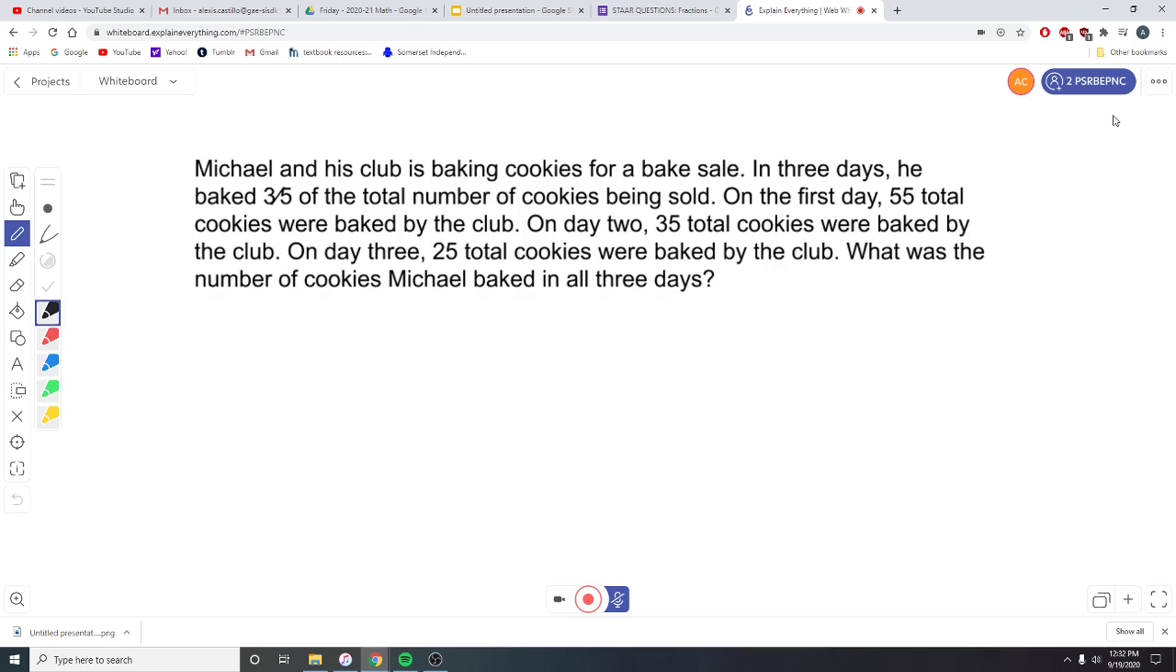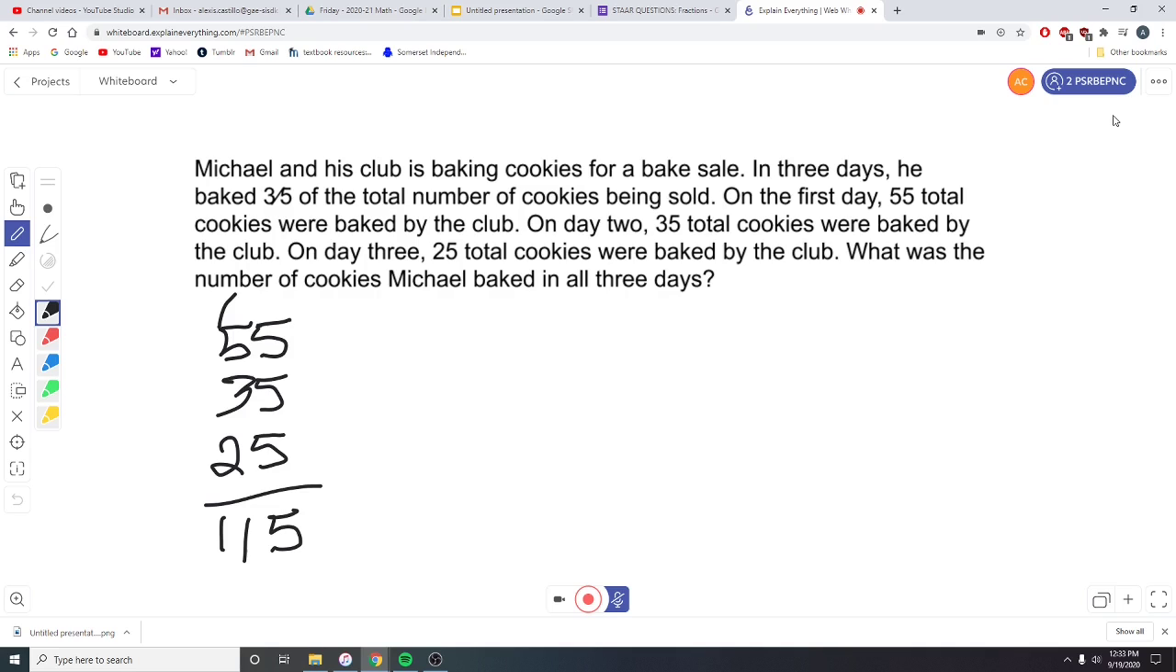All right, in order to solve this problem, we need to know how many cookies the whole club went ahead and made. So on the first day, they created 55 cookies. On the second day, they created 35 cookies. And on the third day, they created 25 cookies. If you add all that up, that should give you a total of 115 total cookies. That is the total amount of cookies that were created by the whole club.